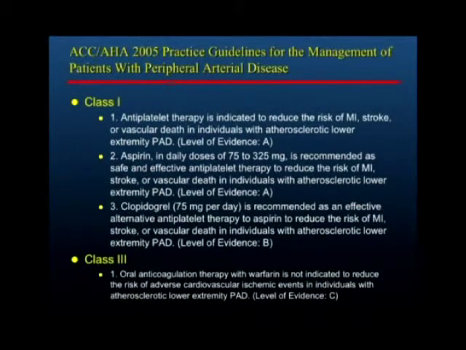Lastly, here's a slide on the guidelines. I'm not going to read through this, but it just says aspirin is pretty much used for everybody. If they can't take that, clopidogrel is a great option. They do not recommend the combination therapy, and anticoagulation with Coumadin is not recommended right now for the reduction of ischemic events, certainly not in combination with aspirin at this point in time, unless there's a concomitant need to be on the Coumadin.